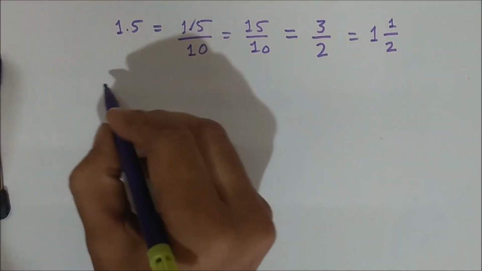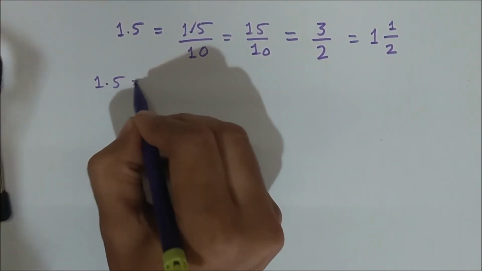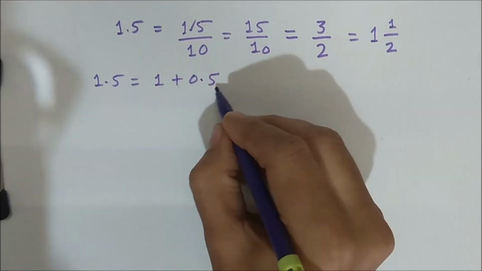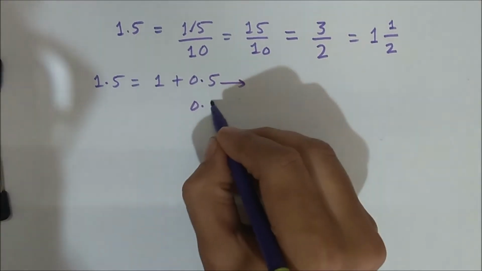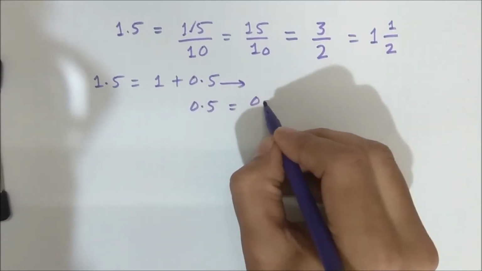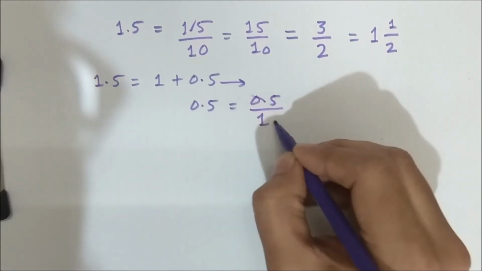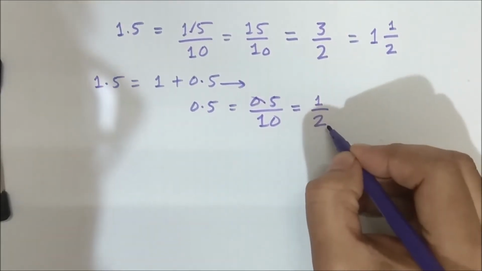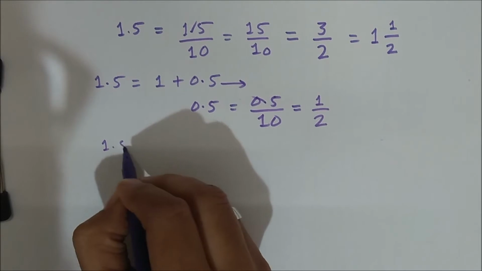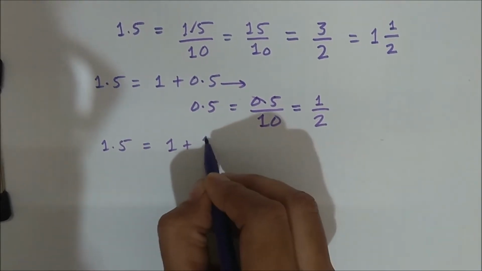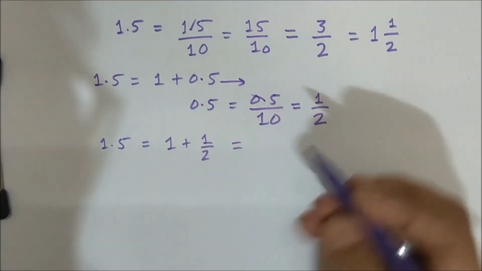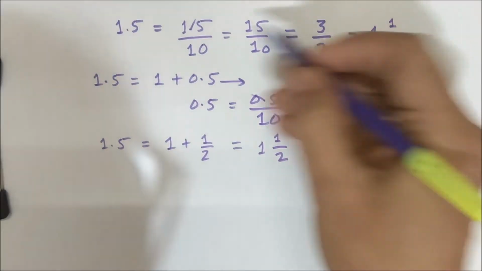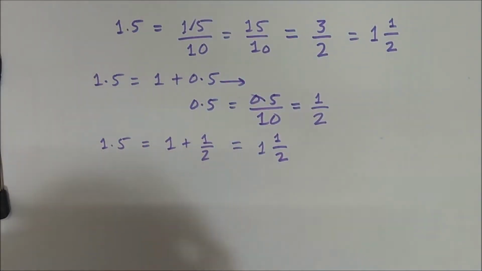Another method is that 1.5 can always be written in the form of 1 plus 0.5. Now we take 0.5 only and change it: 0.5 is equal to 0.5 divided by 1. We remove the point, put a 0 because there is only one place, and this becomes finally 1 by 2. So in other words, 1.5 becomes equal to 1 plus 1 by 2, and in the form of fractions it becomes 1 whole 1 by 2. So we don't need to do all these things and directly we can get the result.